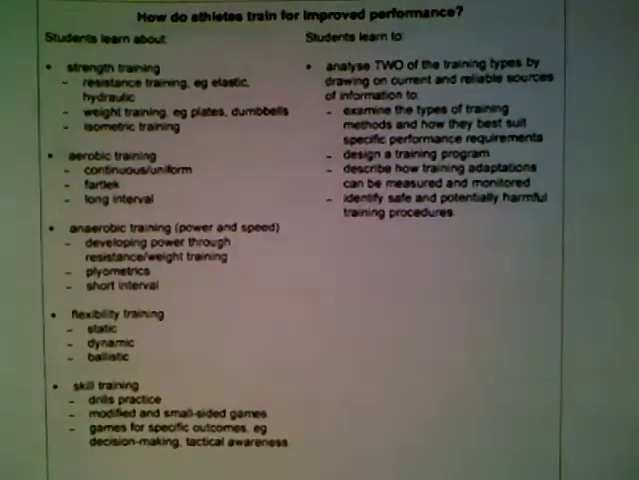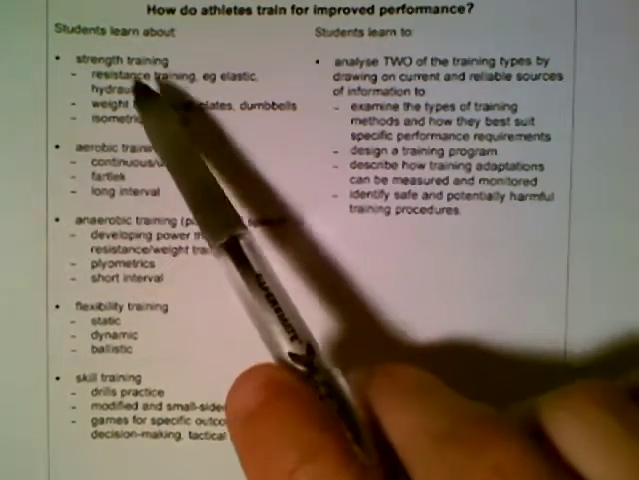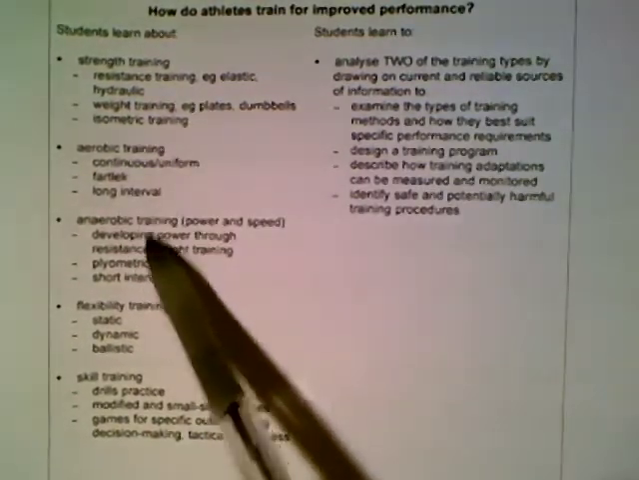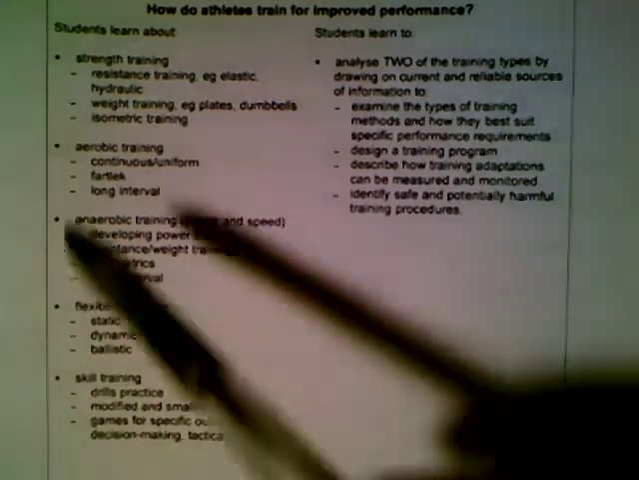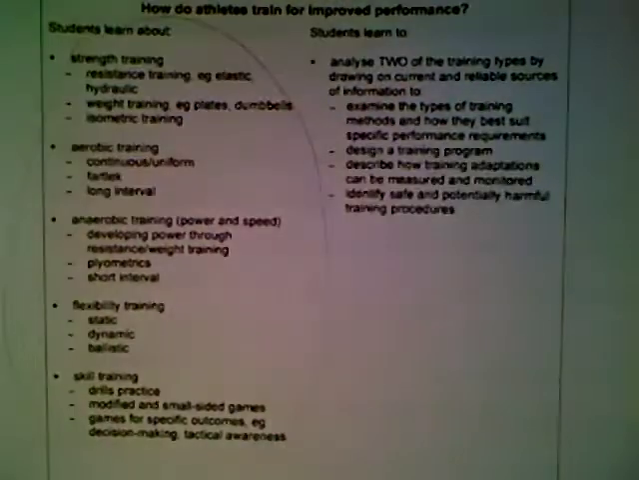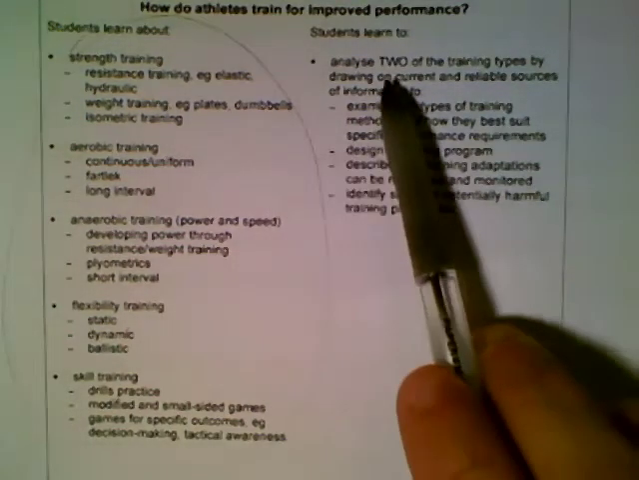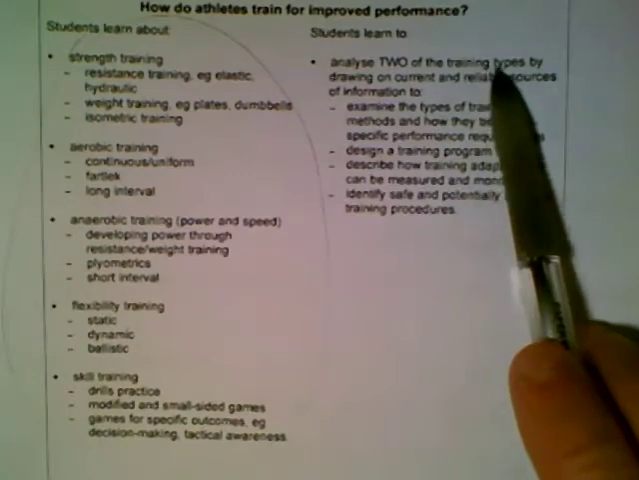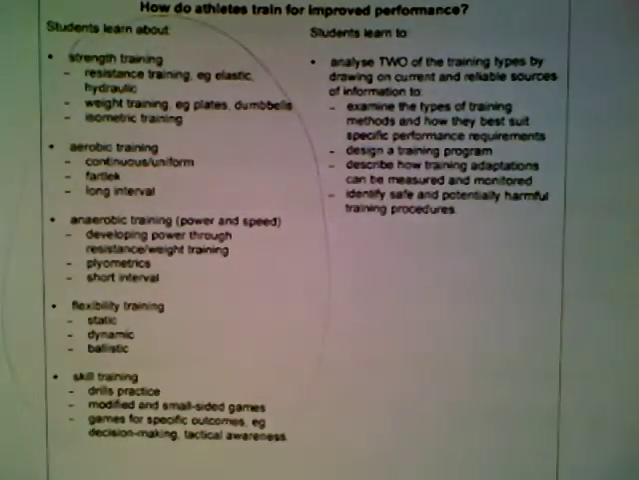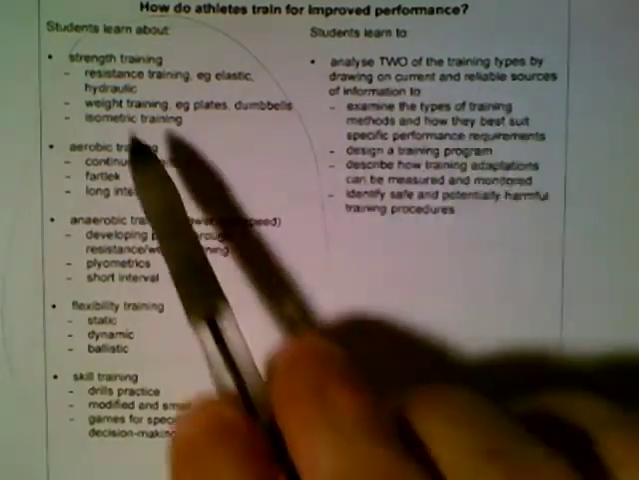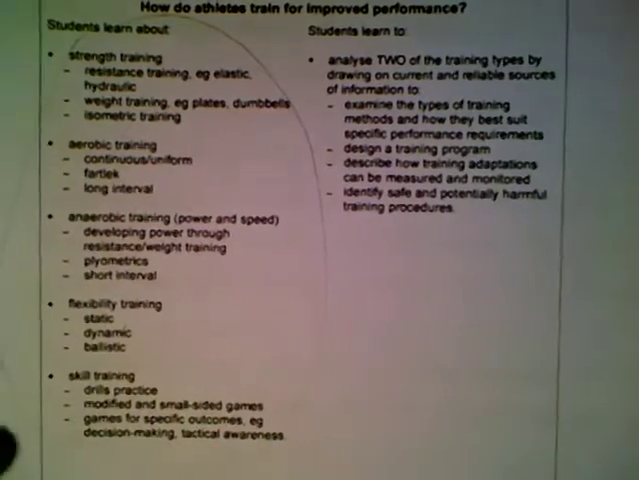we'll see that this question relates to the part here. It looks at strength training. So for the training types, it's going to be strength training, aerobic training, anaerobic training, flexibility training, and skill training. They're the areas of the syllabus that students can choose from in terms of the 2 training types. If you look at the Learn To for a minute, analyse 2 of the training types by drawing on current and reliable sources of information. Exactly as our question asks us to do. Analyse 2 training types. 1, 2, 3, 4, 5.